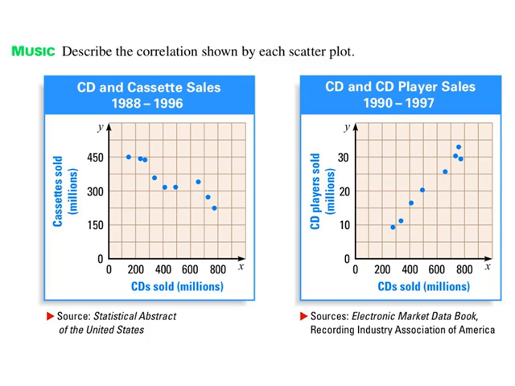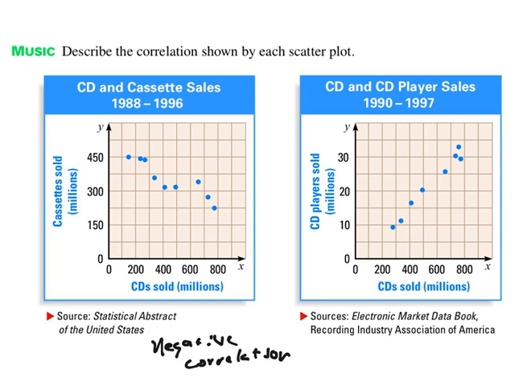We need to clarify here. It says describe the correlation shown by each scatter plot. It says CD sales and cassette sales from 1988 to 1996. There were tons of cassettes being sold earlier. Now the cassette sales are decreasing and the CD sales are increasing. So this is a negative correlation.